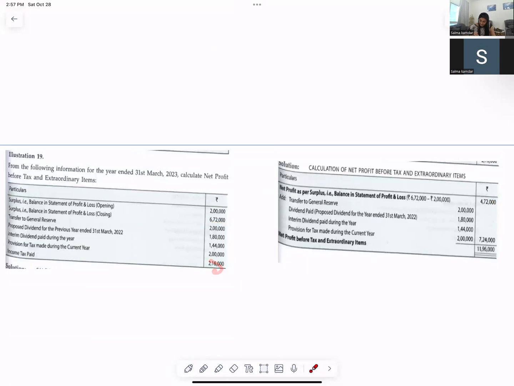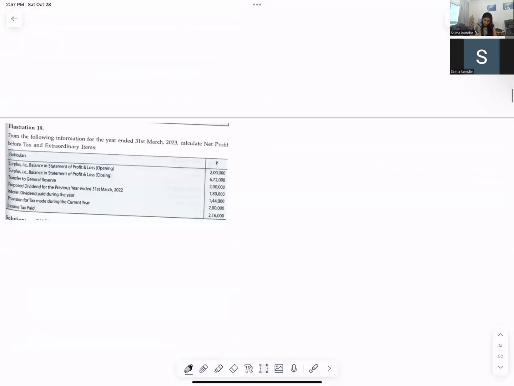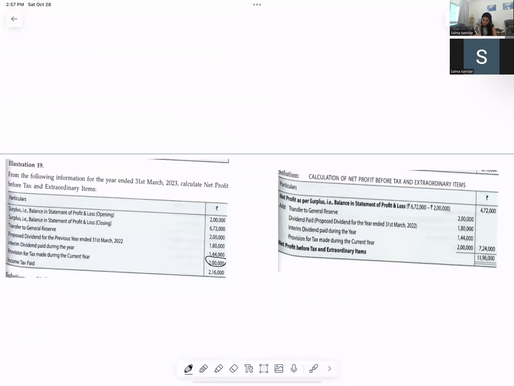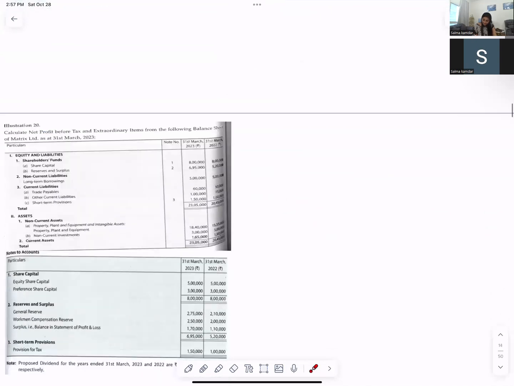Income tax paid. Now listen to me very carefully. We do the provision for tax that is net of refunds. So you have created a provision for tax for 200,000, but you have paid 216,000. Whatever you created, only that much you might have subtracted from your profit. So you will add 200,000. So after adding all this, you will get your net profit before tax and extraordinary items. Okay. Go to the next sum.